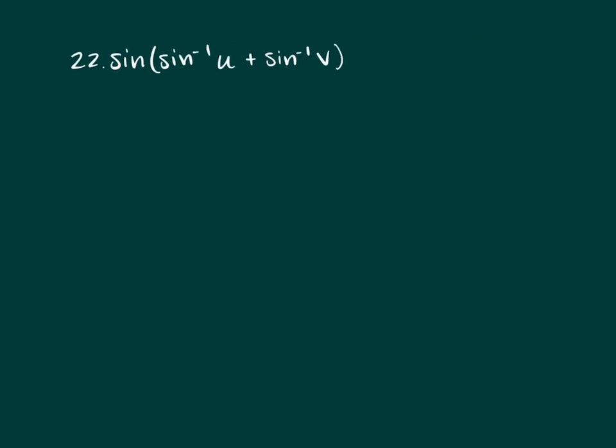Next, we're going to look at 22. It says sine of sine inverse u plus sine inverse v. Again, I'm going to name this as alpha and beta. The only difference is that alpha and beta will not correspond to standard angles because we don't know what u and v are. So I have u over 1 and v over 1. Using Pythagorean, I can find my remaining sides.